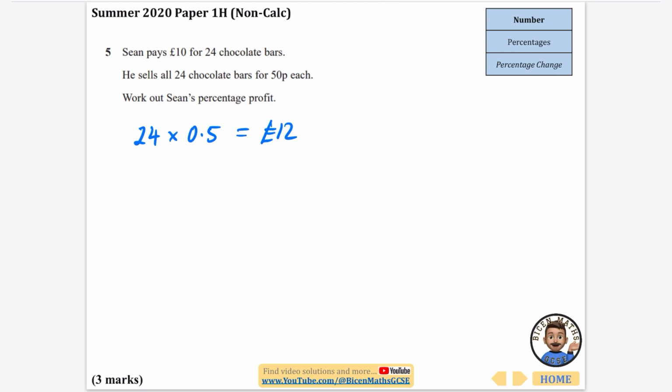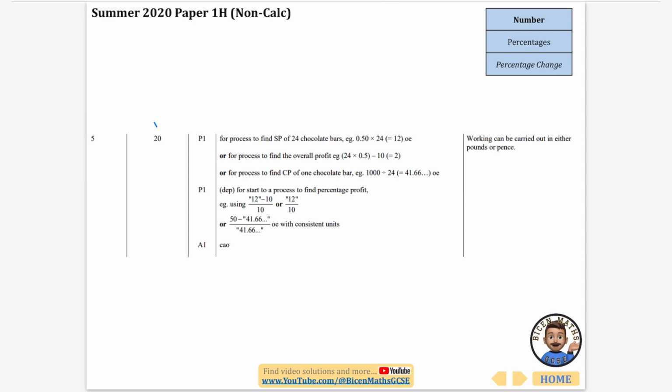So the profit that he's made here is the 12 minus the 10. This is our profit, which is 2. So our formula is the profit divided by how much he spent, multiply it by 100. That's 200 divided by 10, which is 20%. So his percentage profit is 20% that we've got here.